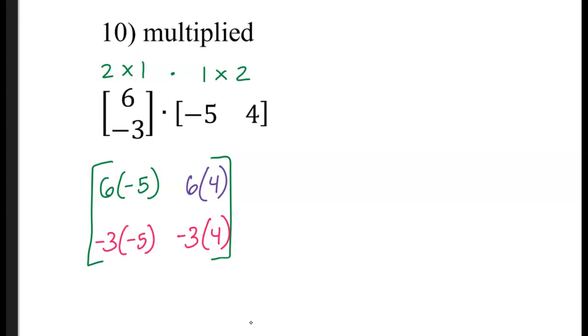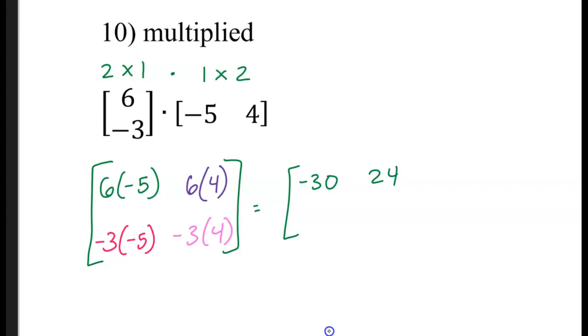And then I can actually, oh, I forgot to do a different color again. Whoopsies. Then I can actually multiply these together. And I end up with 6 times -5, -30, 6 times 4, 24, -3 times -5 is 15, and -3 times 4 is -12. Any questions?